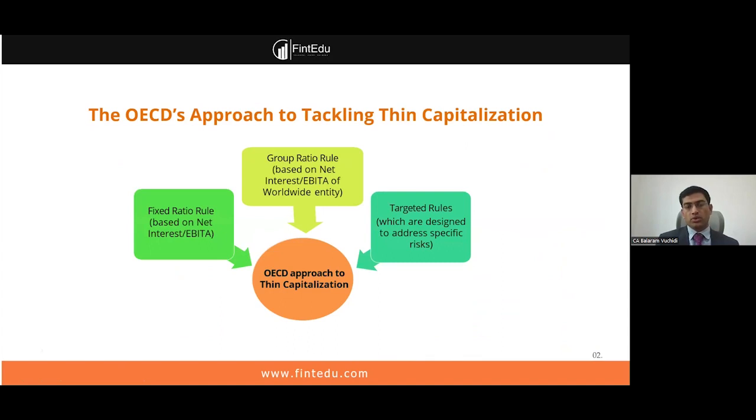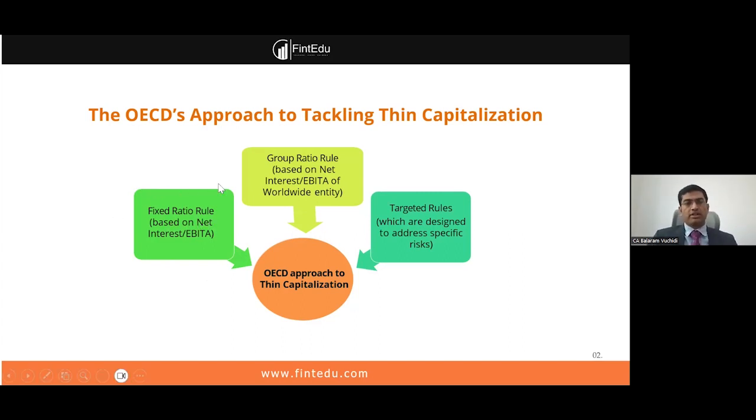So how is the OECD going to handle or tackle this thin capitalization? They have come up with three rules to handle it. One is the fixed ratio rule, the other one is the group ratio rule, and the third one is targeted rules. So these are the three kinds of rules that they came up with.